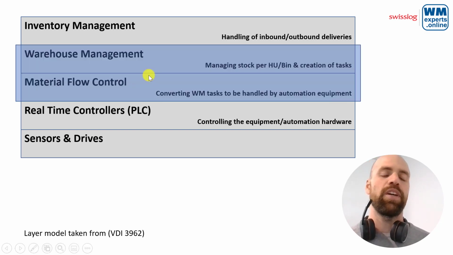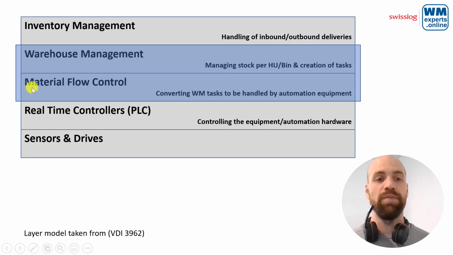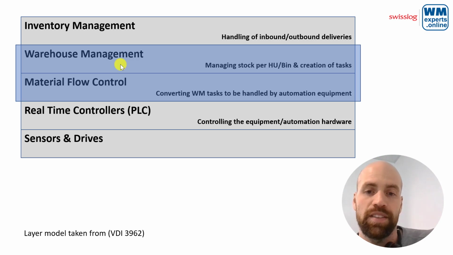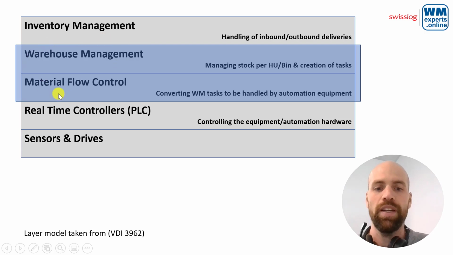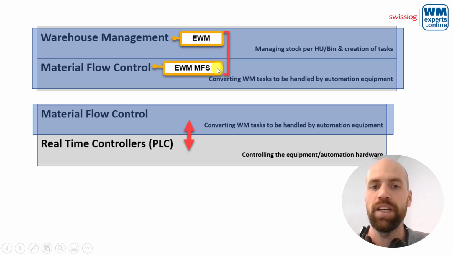concentrate on the communication between this level here, which could, in the context of EWM, be interpreted as one layer because the material flow component is integrated into the WMS when we talk about EWM. The MFS component is covering the task to talk to the PLC level. So we interpret this as one layer, and we look at the integration between EWM and EWM MFS. So let's call it EWM core and EWM MFS.